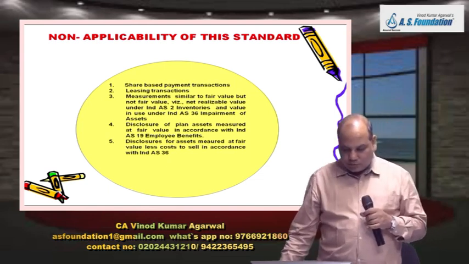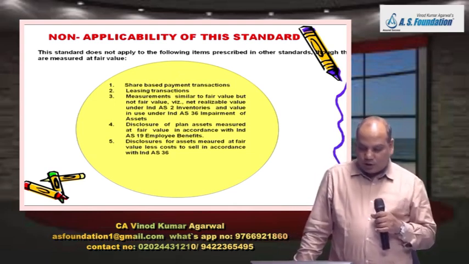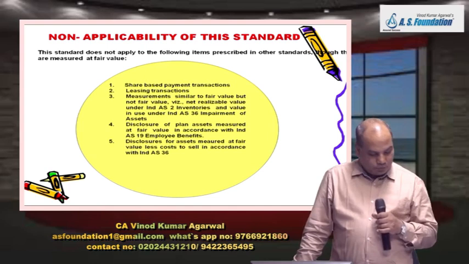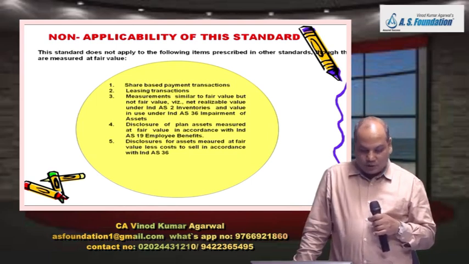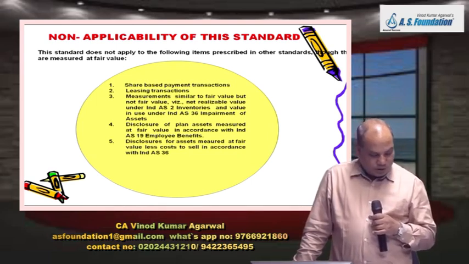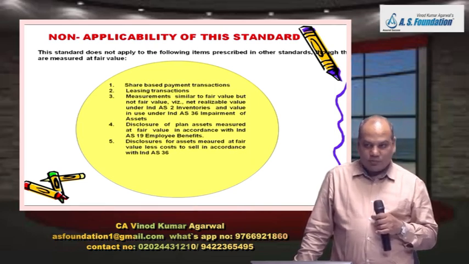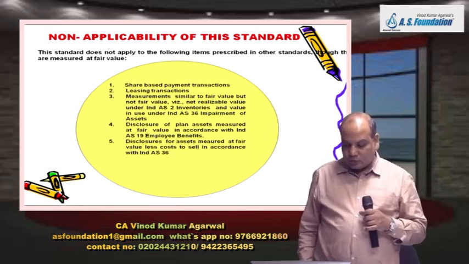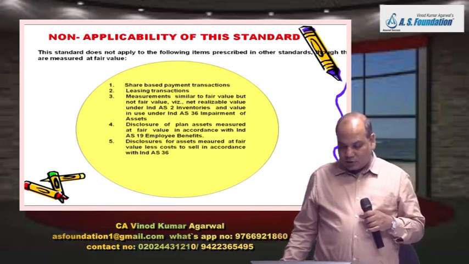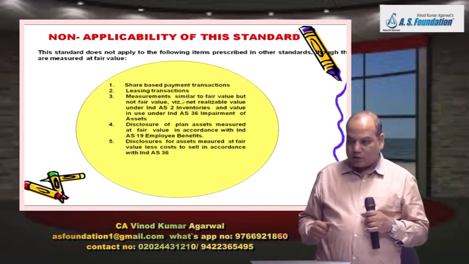Now we'll see the scope of the standard. This paragraph says this standard does not apply to the following items prescribed in other standards, though they are also measured at fair value. So be careful when the following situations come, do not apply the standard. For example, one, share-based payment transactions. Which standard is applicable? IFRS 2. Leasing transactions, which have also defined fair value, and measurement similar to fair value, under IAS 17 or the new IFRS 16.